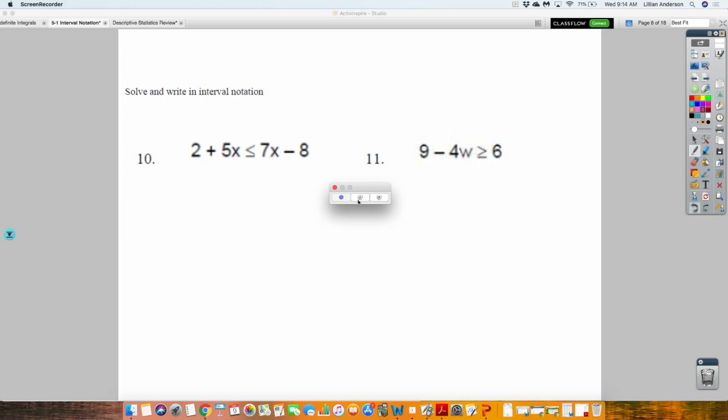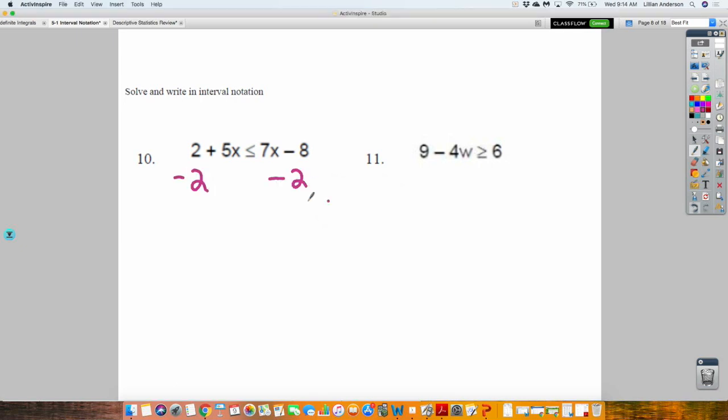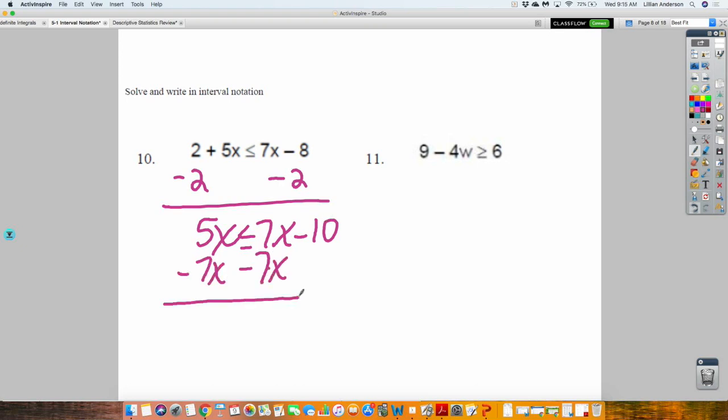So if I look at the very first one, number 1, I can subtract 2 from both sides. That gives me 5x is less than or equal to 7x minus 10. Then you want to subtract 7x. Remember, I want my variables on one side, everything else on the other side. What's 5 minus 7? Negative 2x.